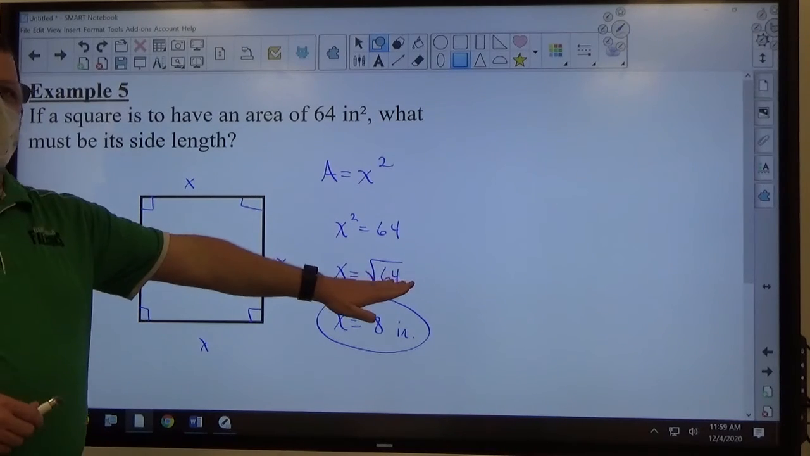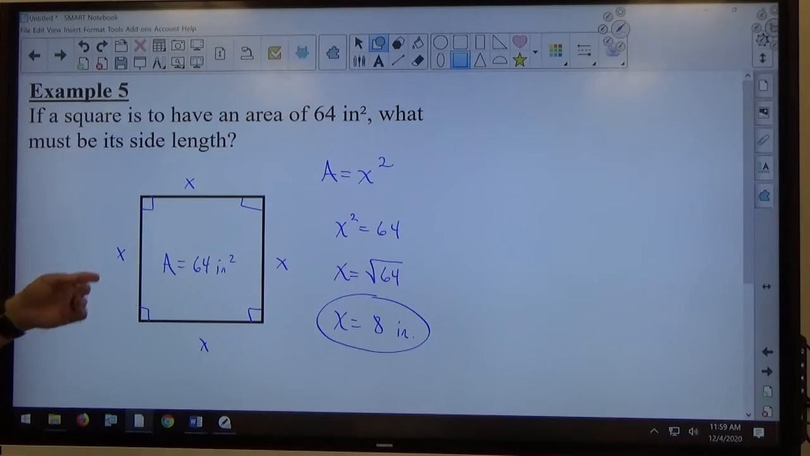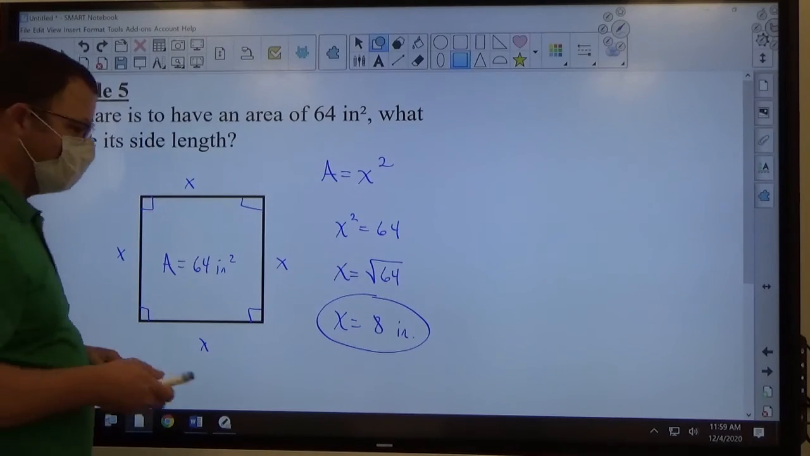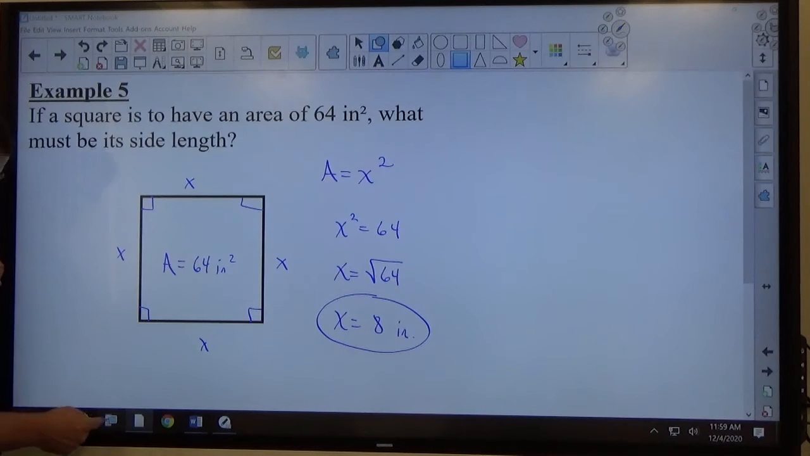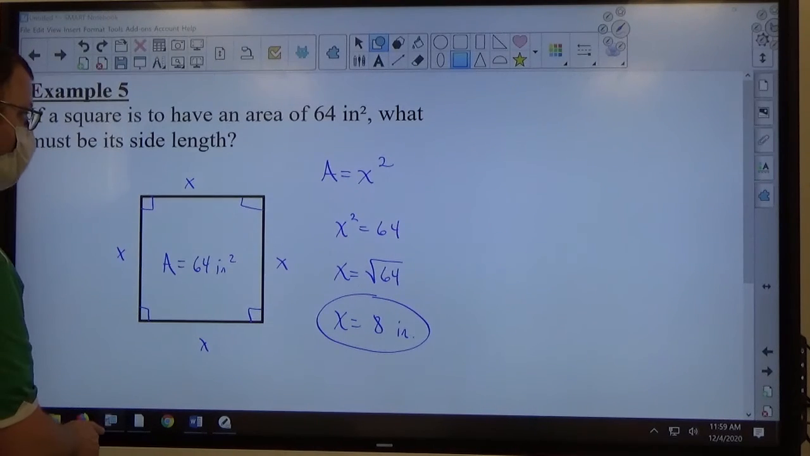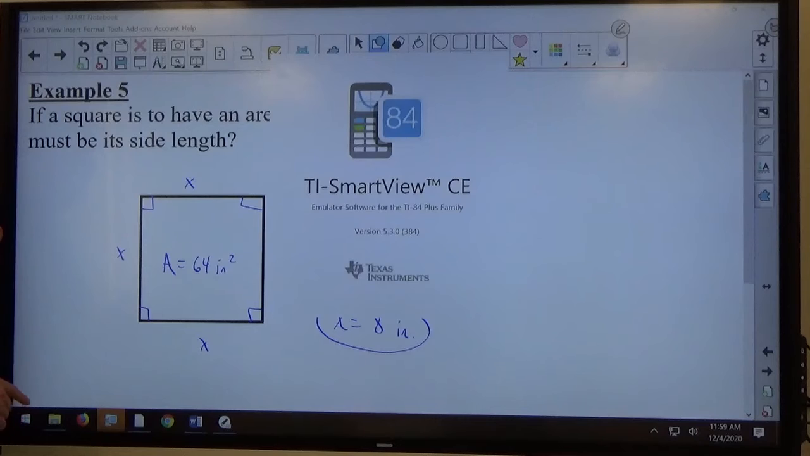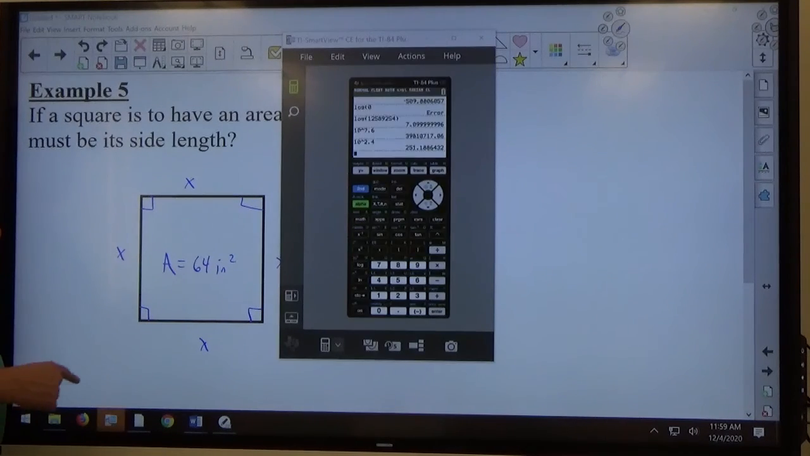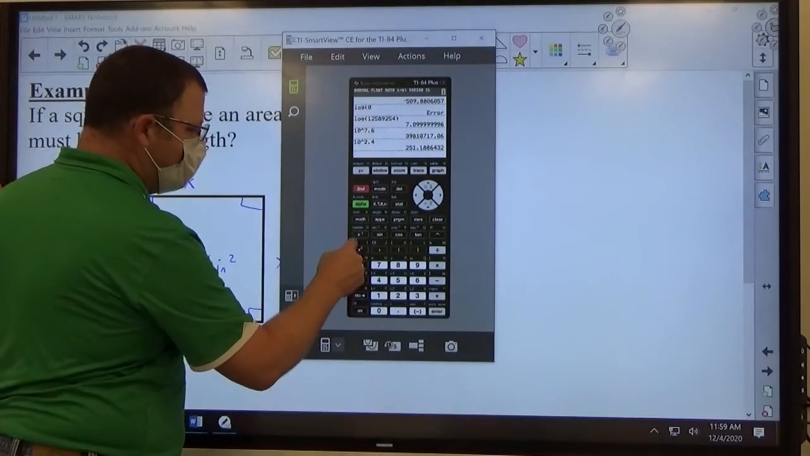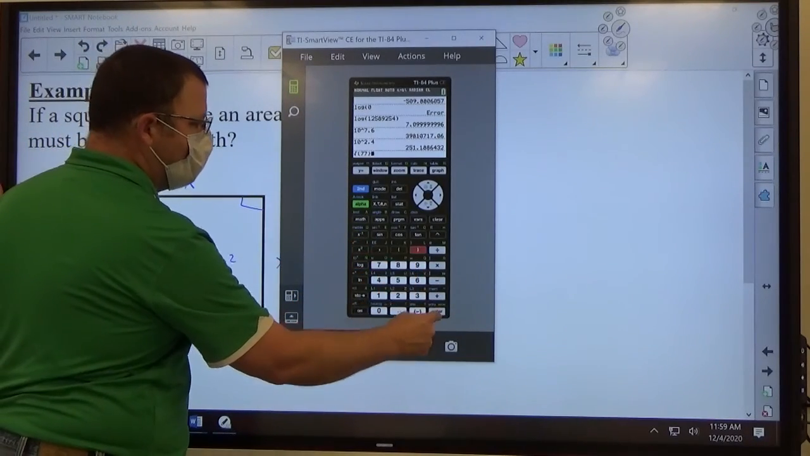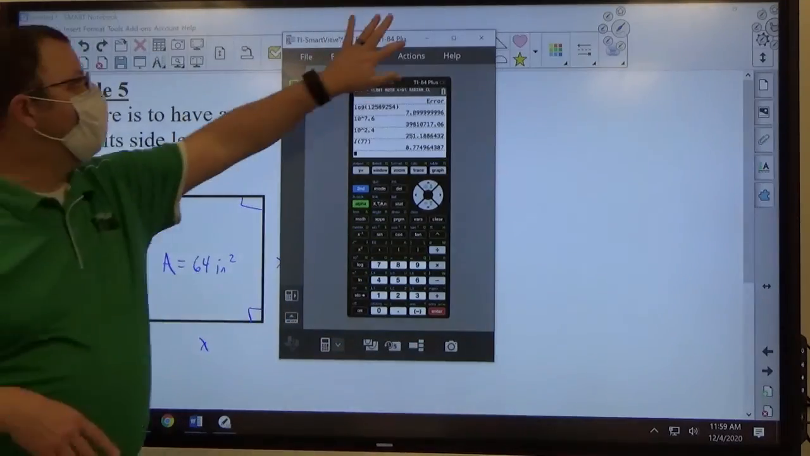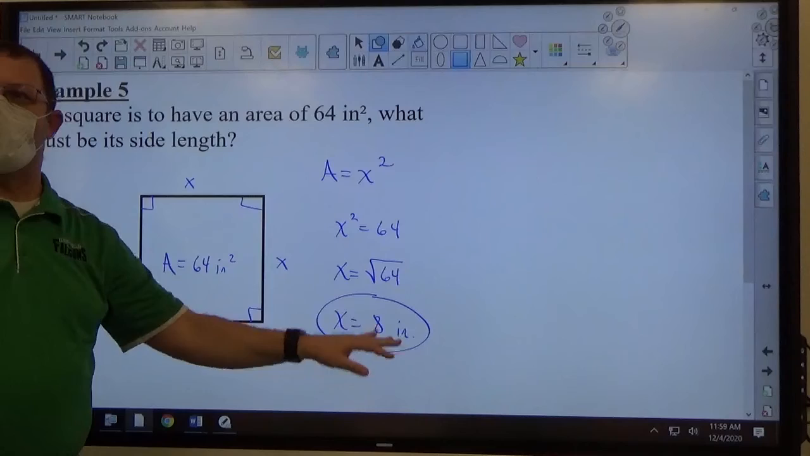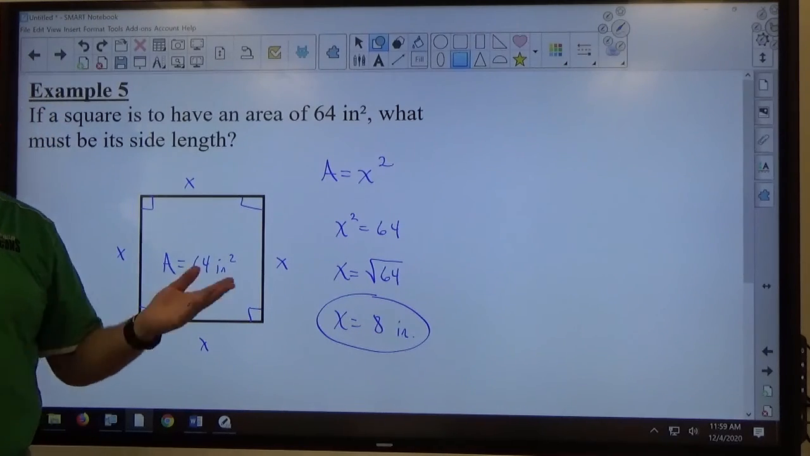If this did not happen to be a perfect square, for example, if they said the area is 77, then when you get to the square root of 77, just grab a calculator. And you would type in the square root of 77 equals, then you write down a couple decimal places, 8.77, right? So if it doesn't come out to a nice pretty number like 8, then use a calculator to evaluate it to a couple decimal places.